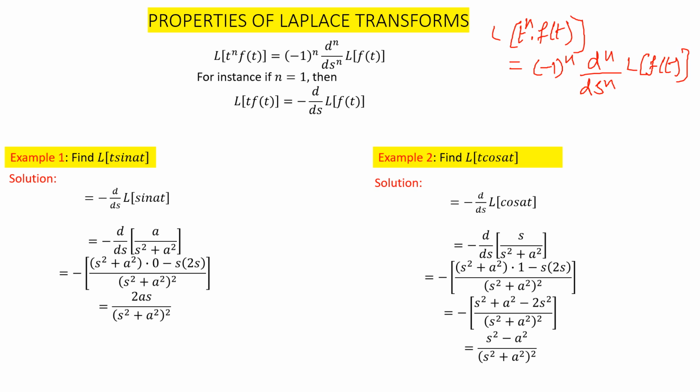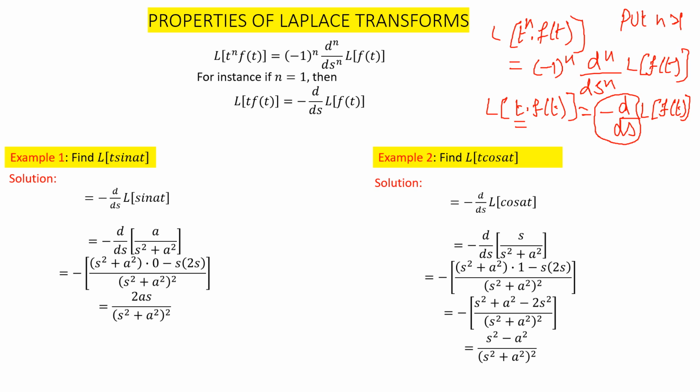In particular, if I put n equal to 1 in the above formula, this would become L of t into f of t is equal to minus d by ds of L of f of t. That means if the function is multiplied by t, I have to differentiate one time with respect to s. Suppose I have n equal to 2, you have to differentiate 2 times and so on.